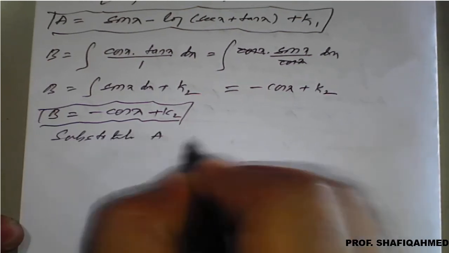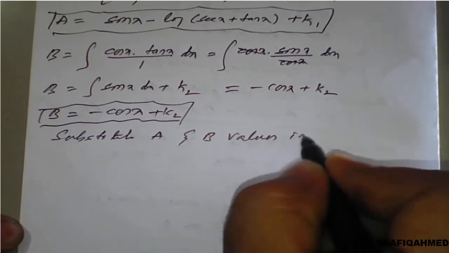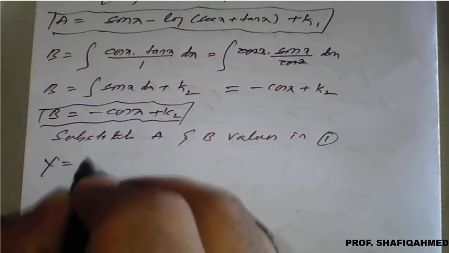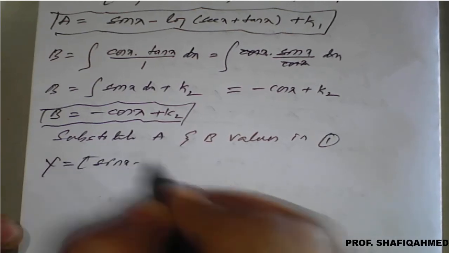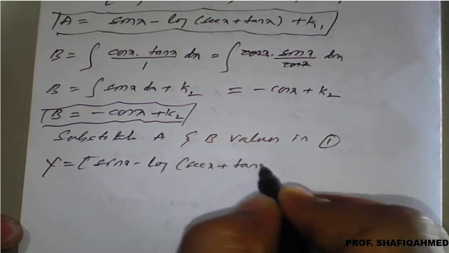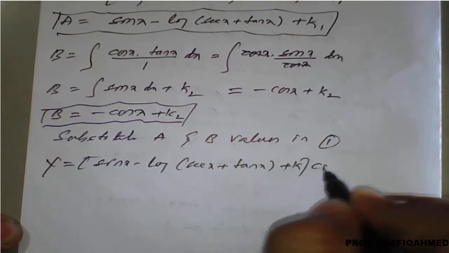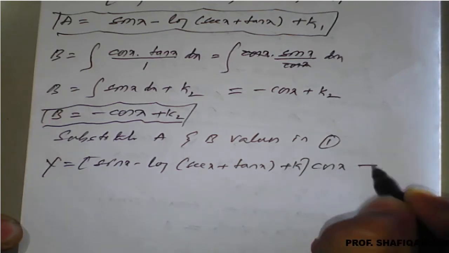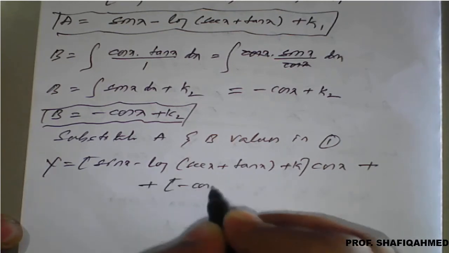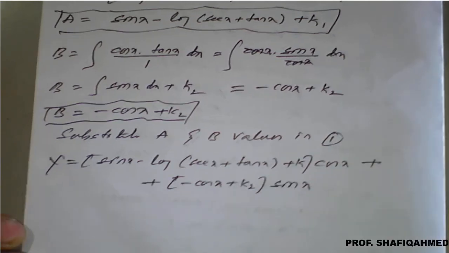Substitute A and B values in 1. So y is equal to, A value is sin x minus log of secant x plus tan x plus k1, of cos x, plus B value, which is minus cos x plus k2, of sin x.